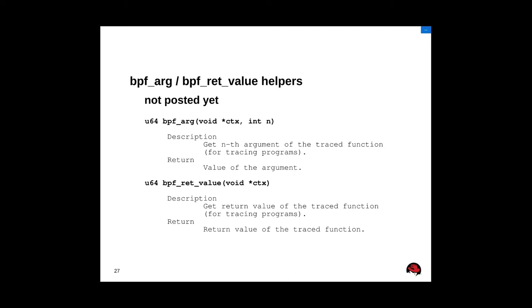For accessing the arguments, there are two new helpers in plan, which will be posted in the next iteration: bpf_arg and bpf_ret_value. bpf_arg will give you the argument value, and you specify which argument you want to get. And bpf_ret_value will get you the return value of the traced function. So this way, the program will access the arguments.